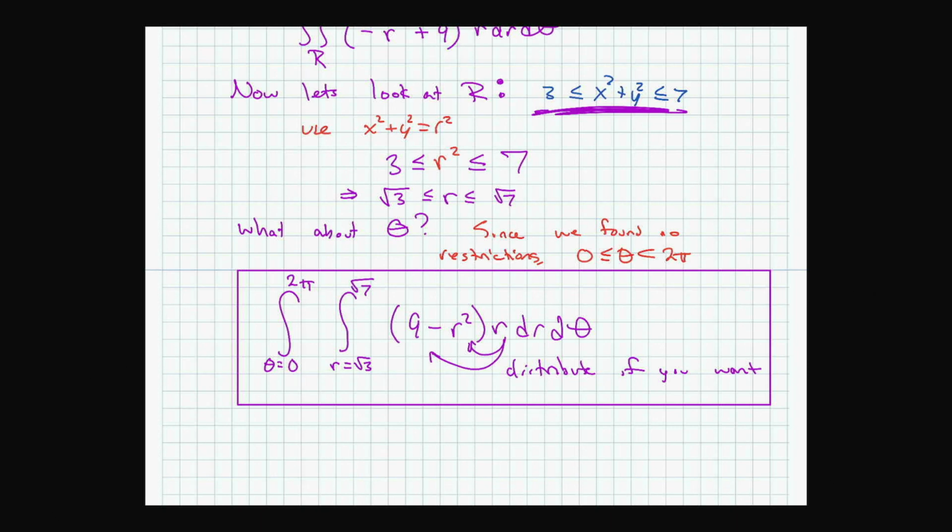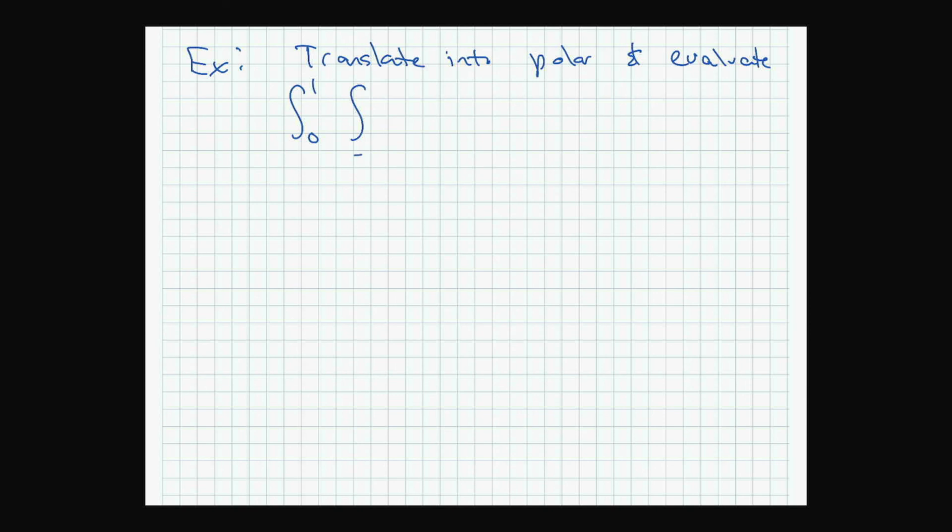Excellent. We have one to actually do now. So we're going to solve this one. Translate into polar and evaluate. The integral from 0 to 1, with y from negative square root of 1 minus x squared to positive square root of 1 minus x squared, of 5 cosine of x squared plus y squared dy dx.